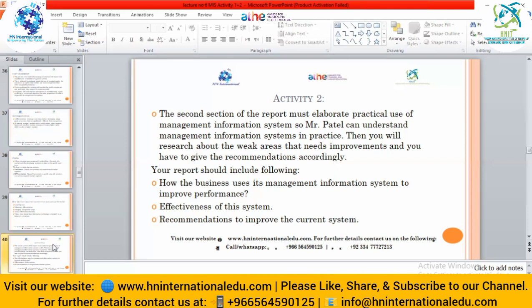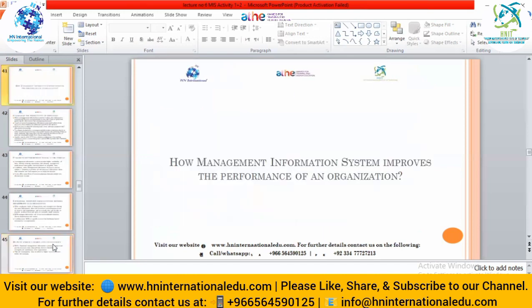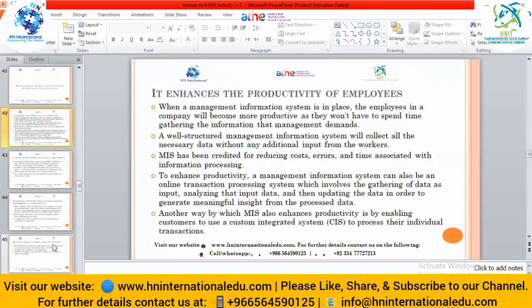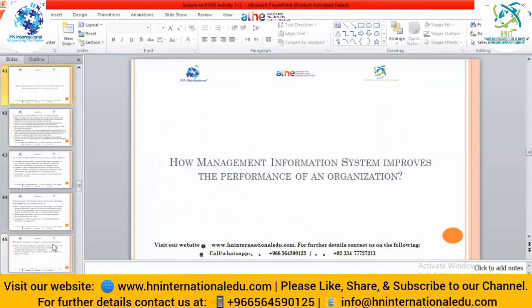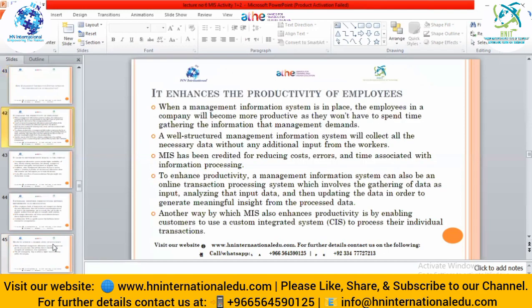And then we have to check the effectiveness of our system, what the strengths of our system are, and what the weak areas are. And then, according to our effectiveness, we have to give recommendations to improve our current system, and we have to mention the future work in those recommendations. So, how can the management information system improve the performance of organizations?